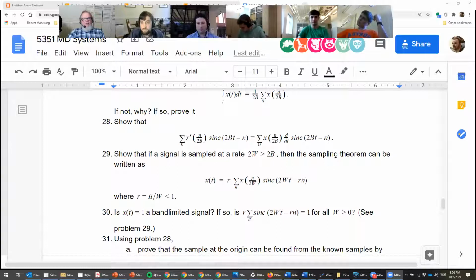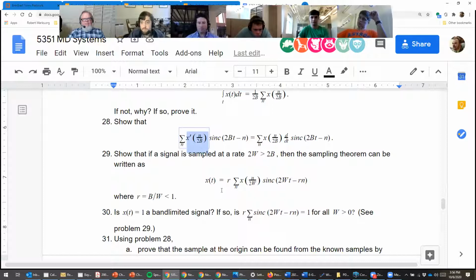The first one is to sample the derivatives of the signal. The second way is to take the original cardinal series and just differentiate on both sides, in which case you get a derivative of the sinc.